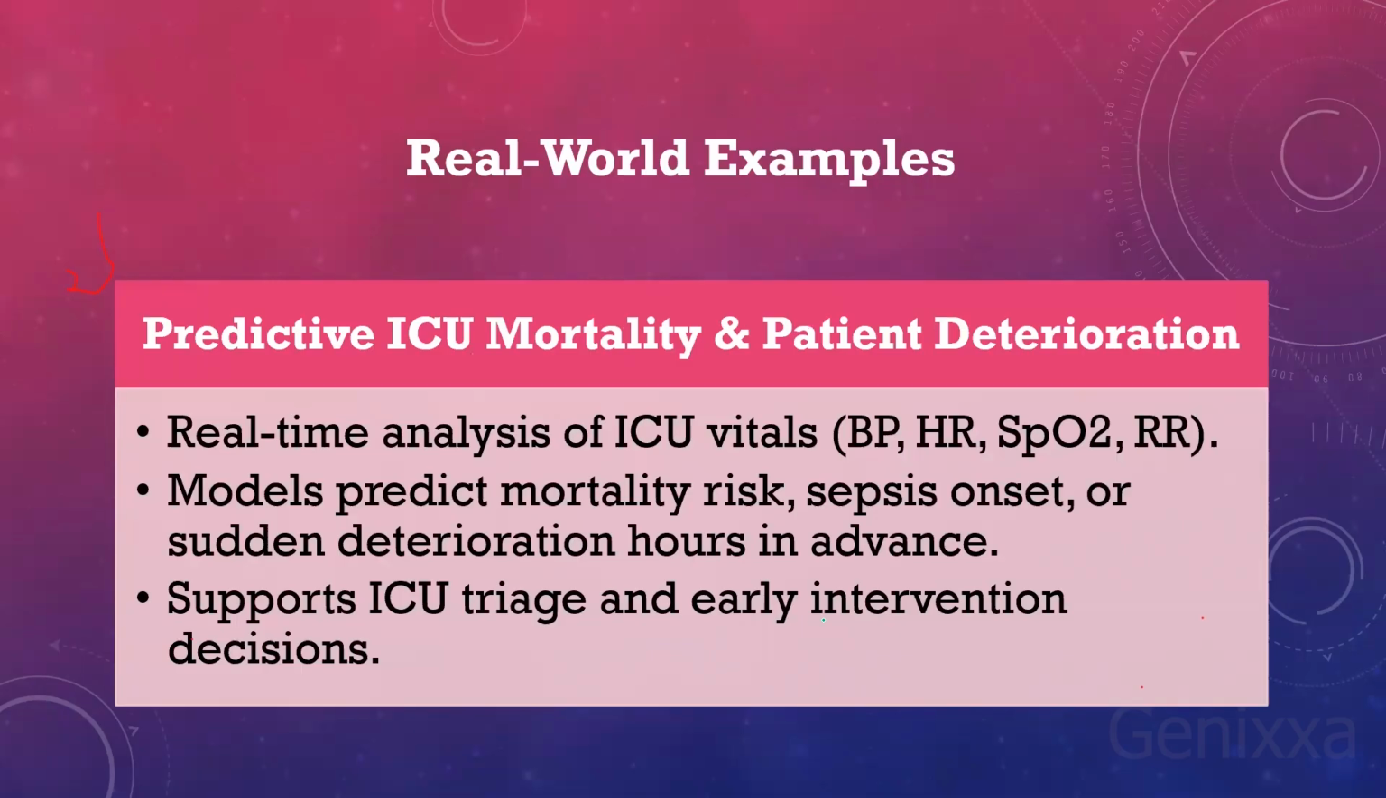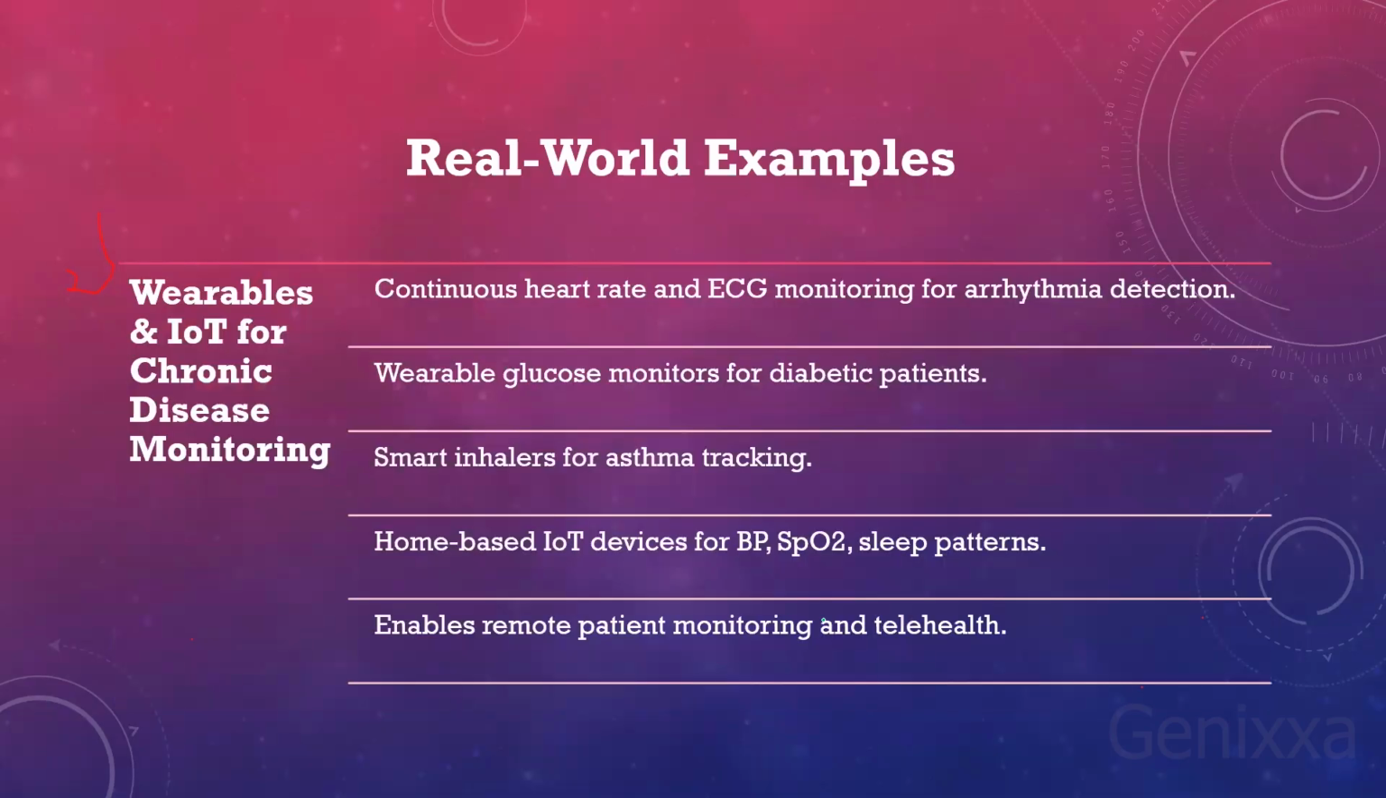Similarly, it goes with predictive ICU mortality and patient deterioration as well, like time analysis of ICU vitals. We can do real-time consideration of all the relevant vitals. We can make predictions over mortality risk or sudden deterioration of patient health. We can do that hours in advance so that we can arrange adequate support for that person, or the early intervention decisions, if any are required, can also be made with the help of these predictive models.